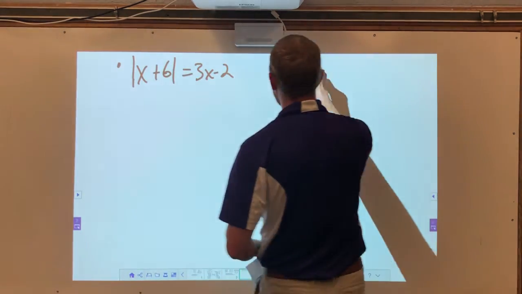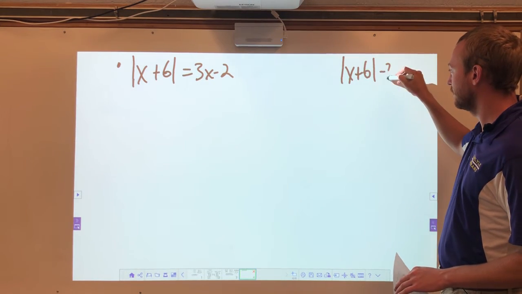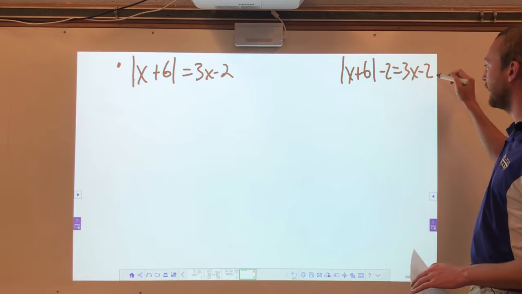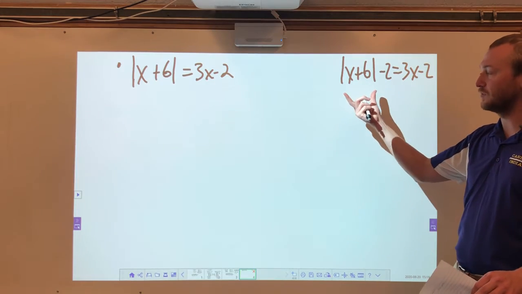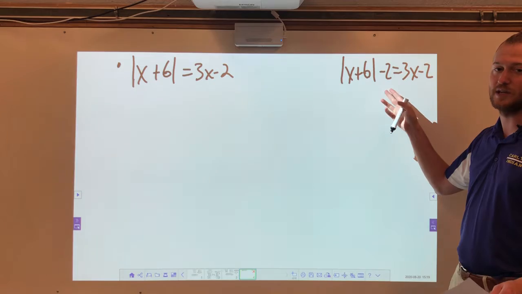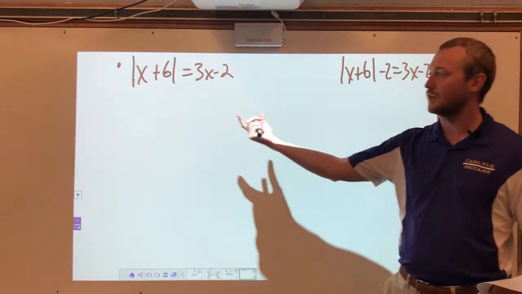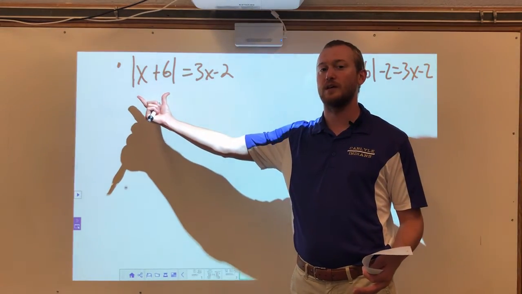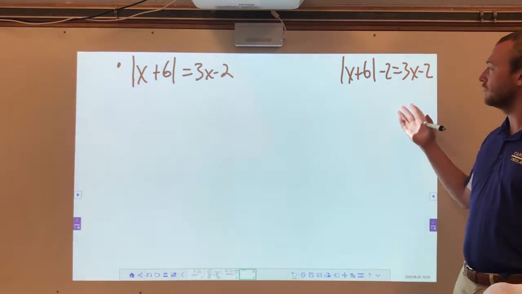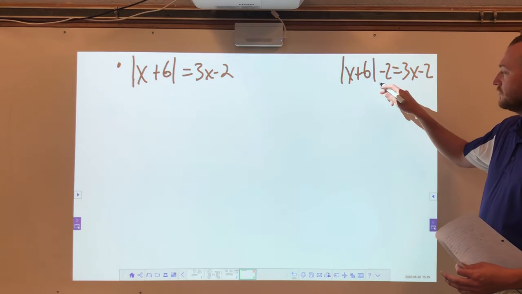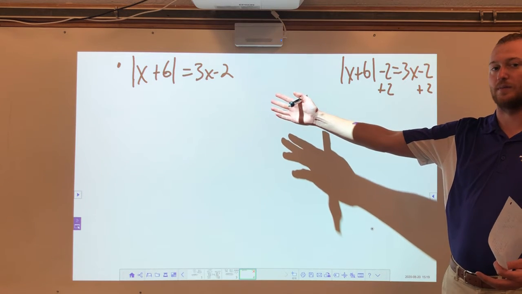If, for example, there was something like this. Okay, a completely different problem. But notice how over here on the left-hand side, there's the absolute value of x plus 6, and then minus 2 outside the absolute value. In order to solve these absolute value equations, we want just the absolute value on the left-hand side. And we don't panic and say, oh, we can't do this anymore. No, we can use our algebra skills and just add 2 to both sides, and then work it out the same way we're about to work out this problem.